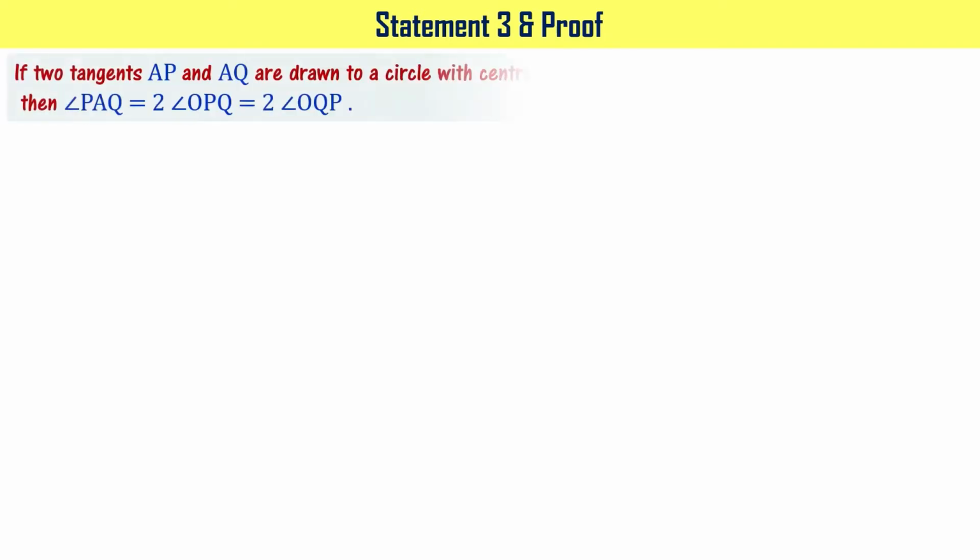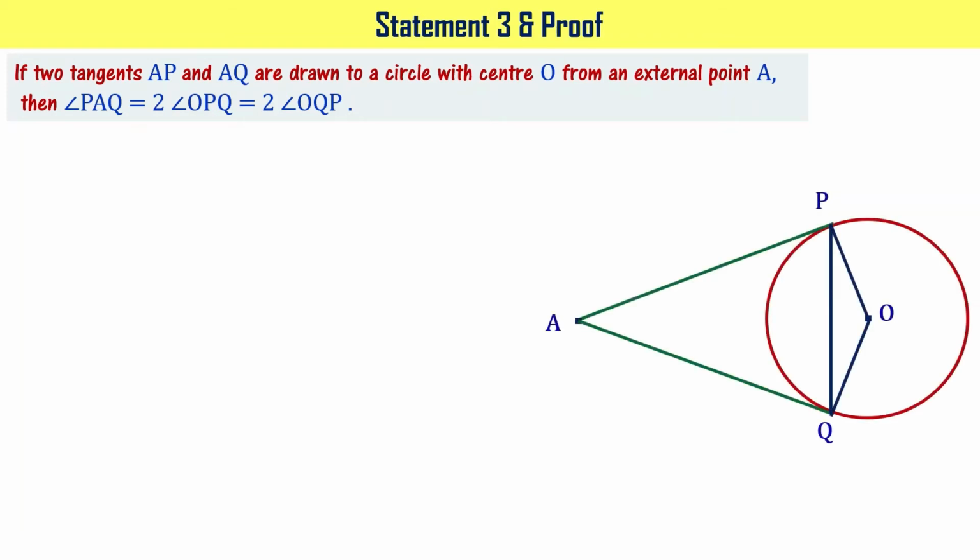Let's take a look at the next statement and its proof. If two tangents AP and AQ are drawn to a circle with center O from an external point A, then angle PAQ equals 2 times angle OPQ equals 2 times angle OQP.